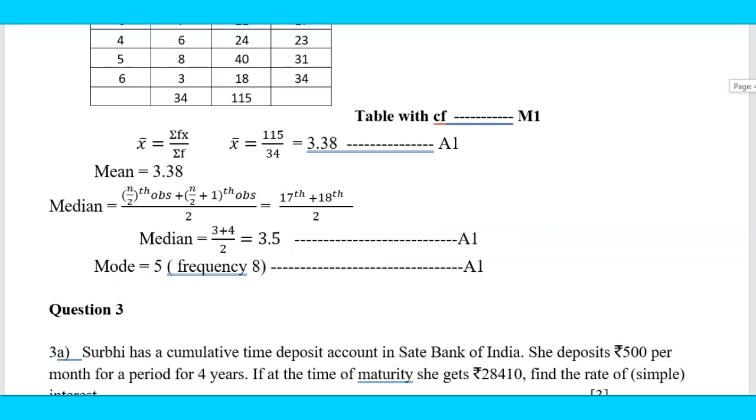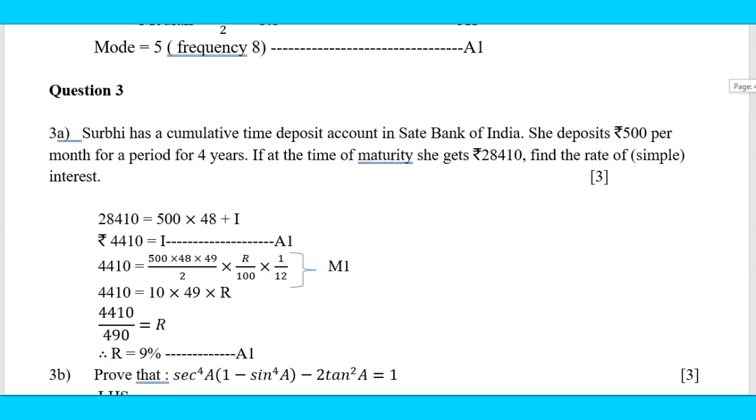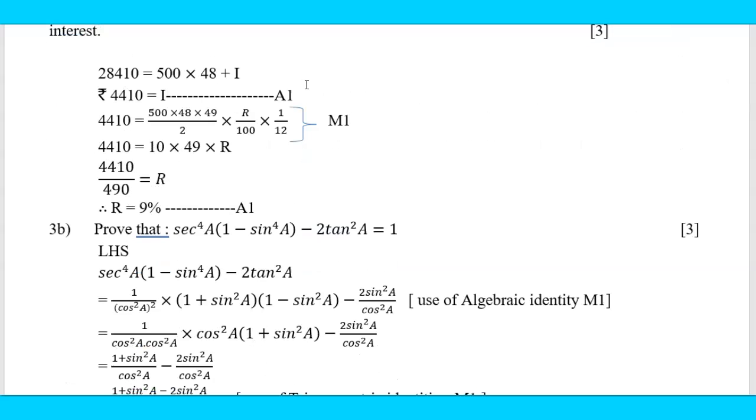We'll move on to question number 3A. In question 3A, you have to find out the rate of simple interest and amount of maturity is given. So finding interest, if you have found interest correctly, you'll get 1 mark. And if you substitute the values like monthly deposit, number of months, n into n plus 1 upon 2 into r upon 2 into 1 upon 100 in that formula, if you substitute correctly, you will get 1 mark. And finding the rate of interest, 1 mark.